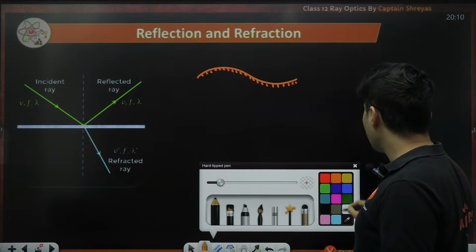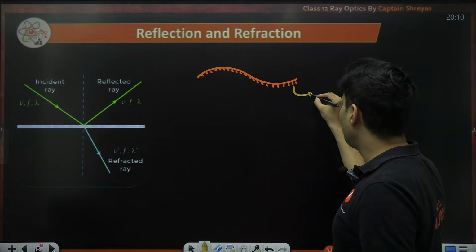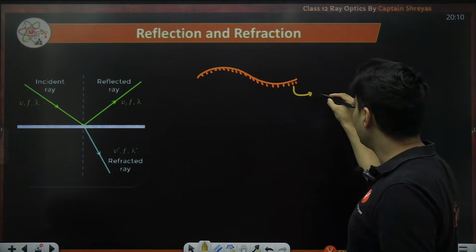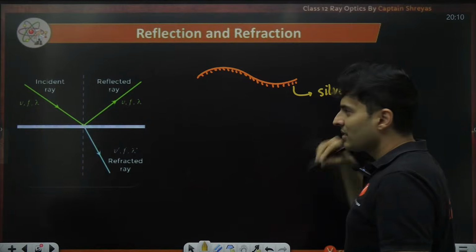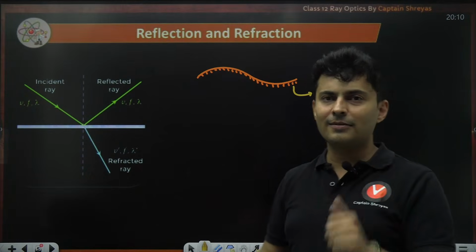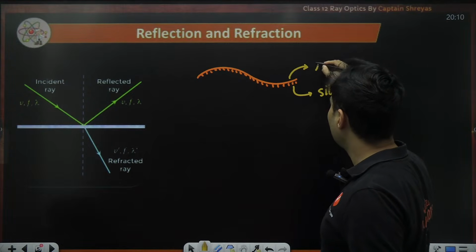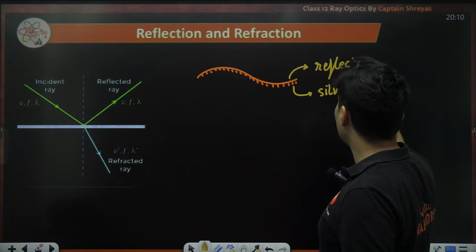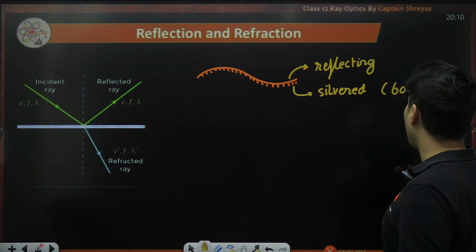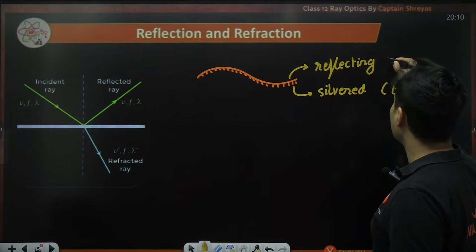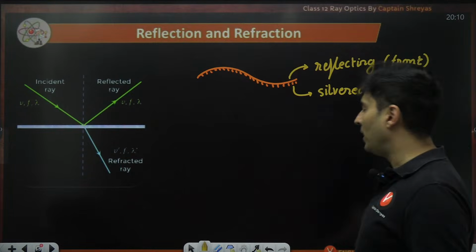Usually when you see such a diagram, wherever you see these small lines, that is the part which has been silvered. Whenever they say silvered, it means the silver surface is a reflecting surface. So the silvered surface will be the back part of the mirror, and the reflecting part will obviously be the front part of the mirror.